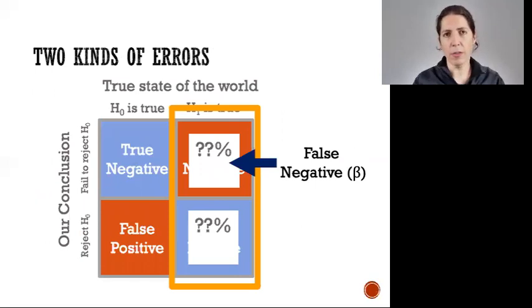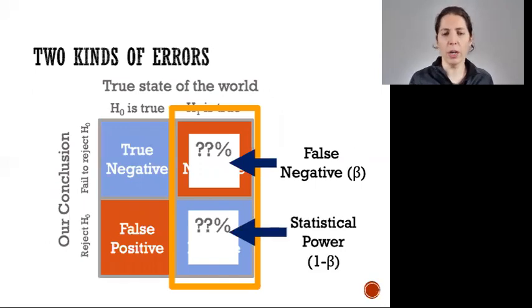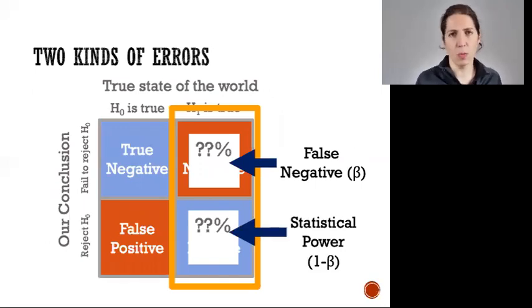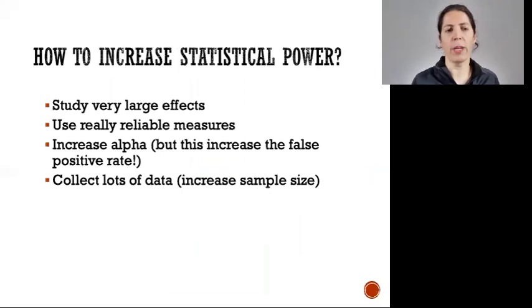And so the inverse of that, the rest of the percentage, is the chances of detecting an effect when there really is one there. And we call that statistical power. It's just 1 minus beta. So if our chances of a false negative are 20%, then our chances of detecting something that's really there, our statistical power, is 80%. So how do we increase statistical power? Well, those 4 ways I just mentioned are all ways to increase statistical power. They reduce the chances of a false negative. They increase the chances of detecting an effect that's really there.